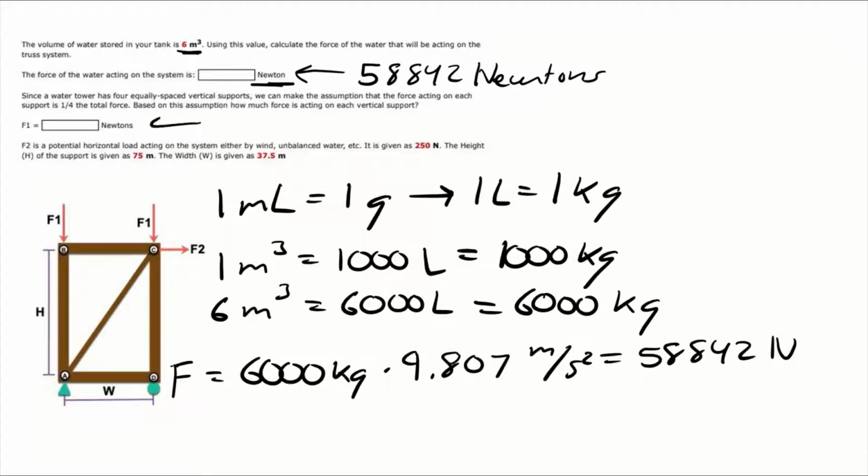For the next question, it just is asking how much of that force is acting on each of the columns. So we're making the assumption that the truss has 4 columns and the force is evenly distributed between those 4 columns. So you just divide 58,842 by 4 and you get 14,710 newtons. Again, this is the answer for my case. Your numbers will be different most likely, but the steps to get the answers will be the same.